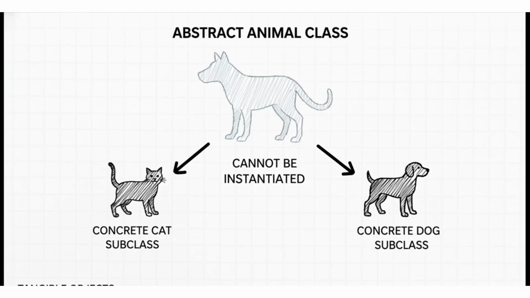The best way to think about this is with the animal kingdom. An abstract class is like the general idea of an animal. You can't just create a generic animal, right? It has to be something specific, like a cat or a dog. The abstract animal class is the blueprint that says what they all have in common, but still leaves room for what makes each one unique.